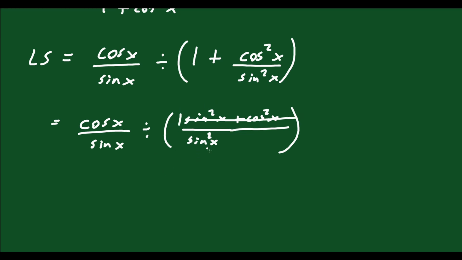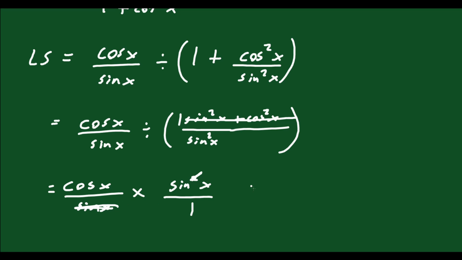So I'm dividing by 1 over sine squared x. And you could change that to multiplication and flip it, right? So times sine squared x over 1. Well, one of those sine squared x's on top will cancel with the one on the bottom, and you're just left with cos x sine x, which of course is equal to your right side, and you're all done.